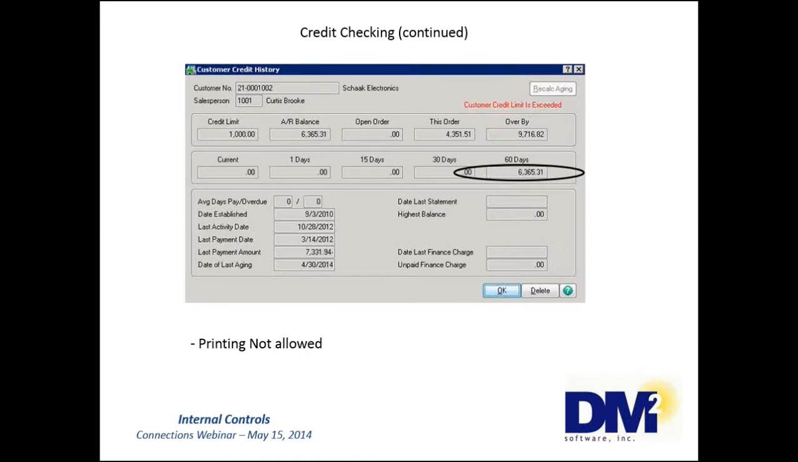Once the order has been accepted, the credit limit exceeded window will appear, giving you a recap of why the order has been placed on hold. You'll see how much the customer is over their credit limit, again, which will be based on your setup of utilizing credit limits and/or aging categories. This will stop you from the ability to print the order and move forward in processing it.